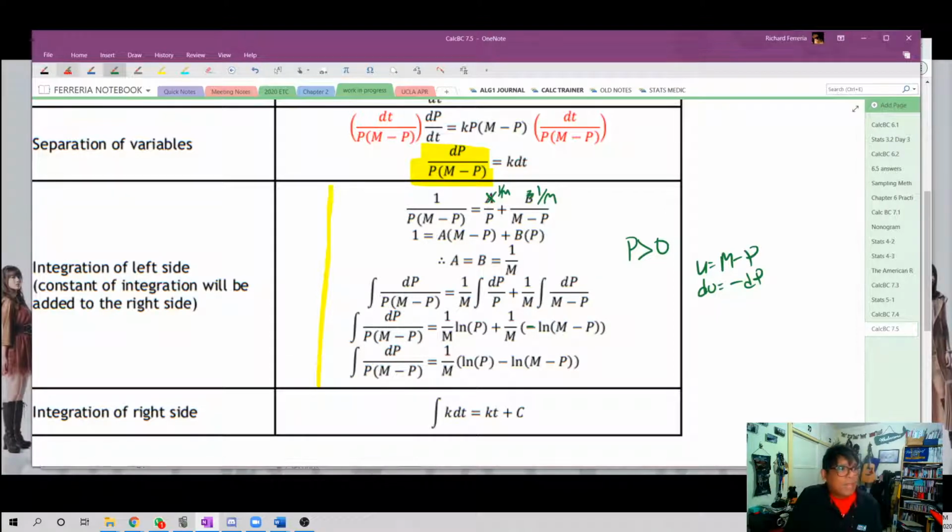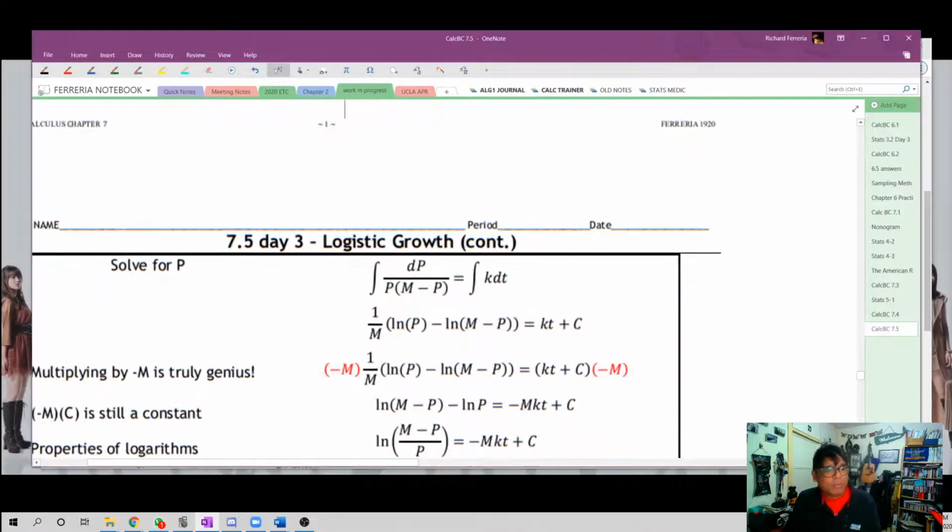Taking a look at the right side, we have k dt, and that's this integral right here. That's pretty easy. That's just kt plus c. So when you put those two sides together, the right side is kt plus c. The left side is 1 over m multiplied by the quantity natural log of p minus natural log of m minus p. Now we're going to multiply both sides by negative m.